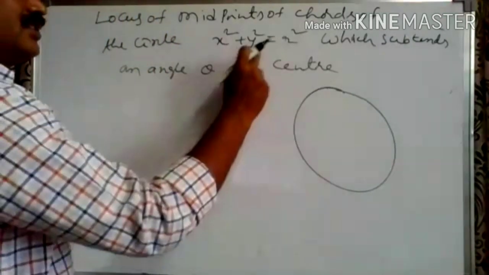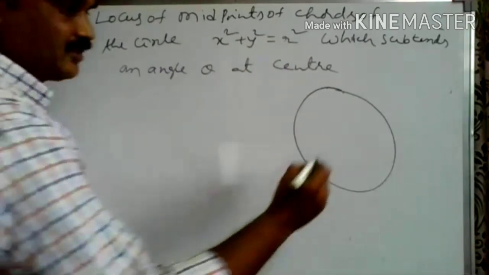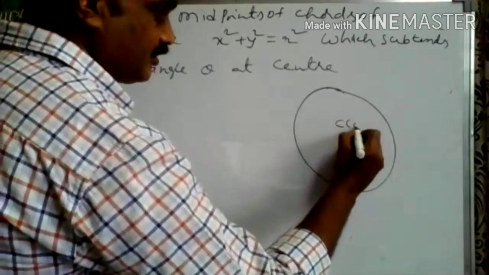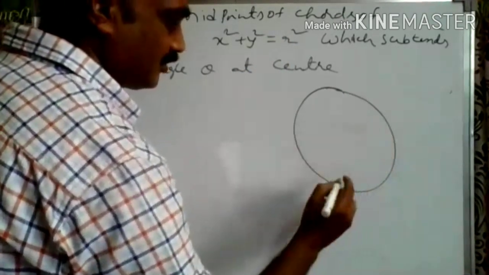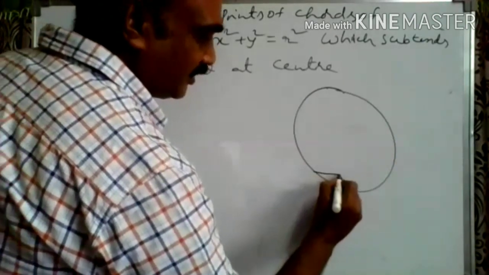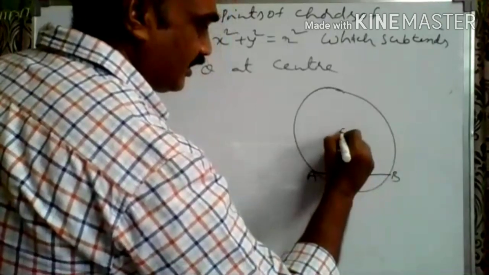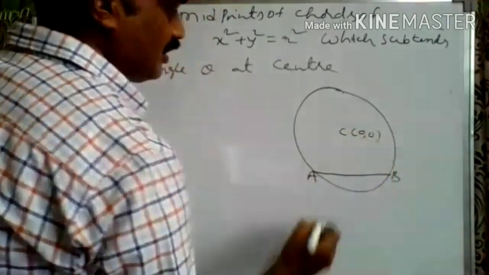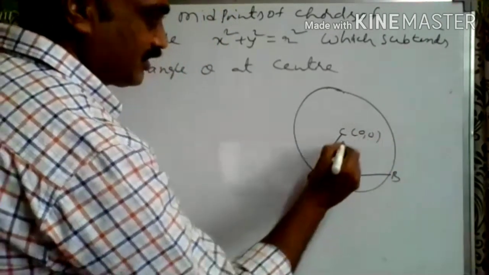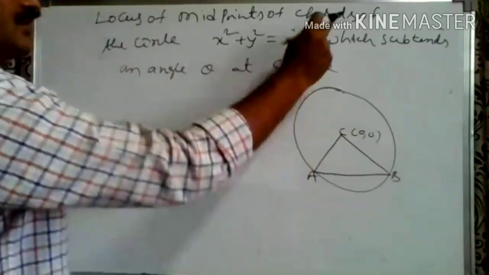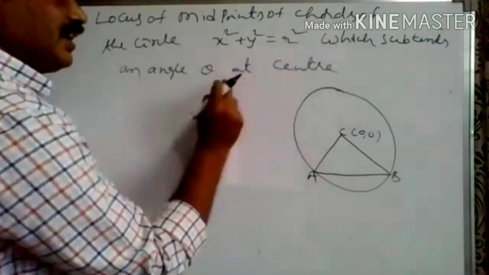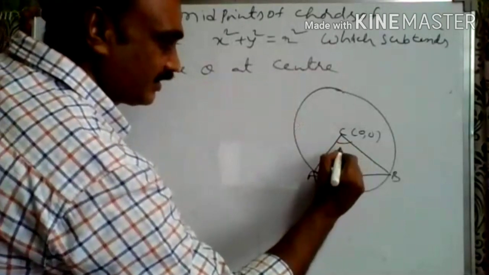Okay, students, this is the circle equation x square plus y square is equal to R square, center 0, 0, radius R. This is the chord AB. Here, the locus of midpoints of the chords of the circle, which subtends an angle theta at center. Here, the angle is theta.